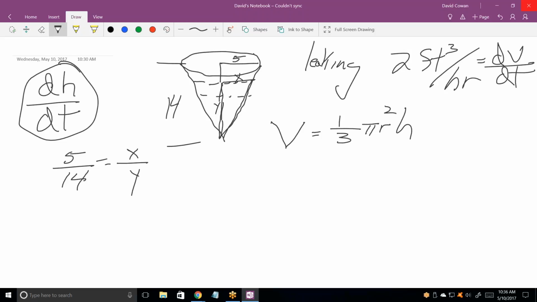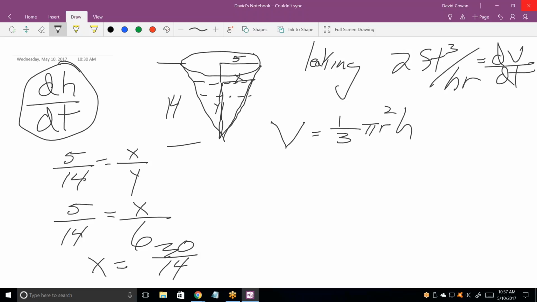Because they said at a point when the water level was what? 6 feet, right. So when y is 6, 5 over 14 is equal to x over 6, and x is my r. So I now have x equals 30 over 14. Okay.